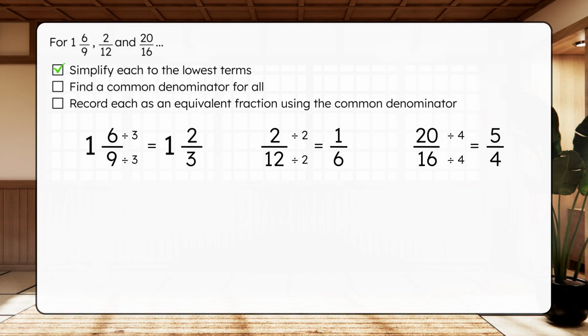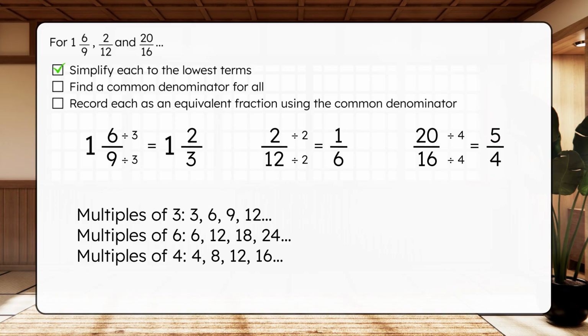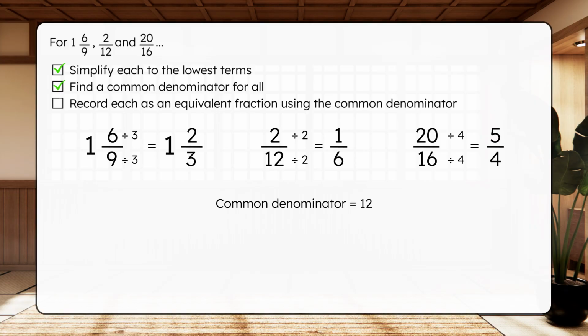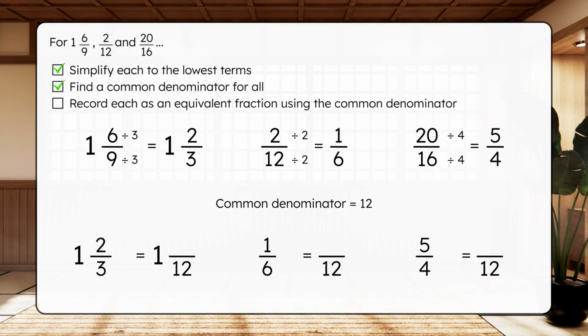Next is the common denominator. Our denominators are 3, 6, and 4. The first multiples are on screen. What's the common multiple? 12, so that's the common denominator. Part 2, check. Now, rewrite each with a denominator of 12.